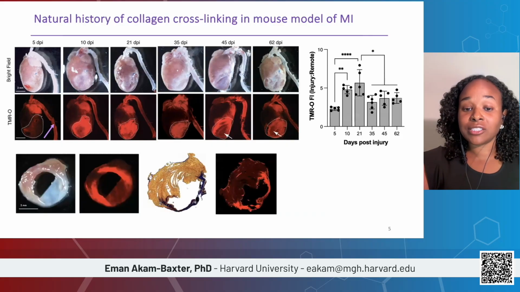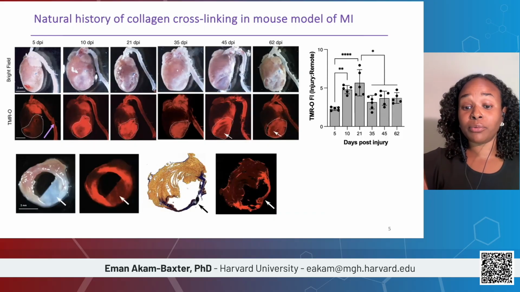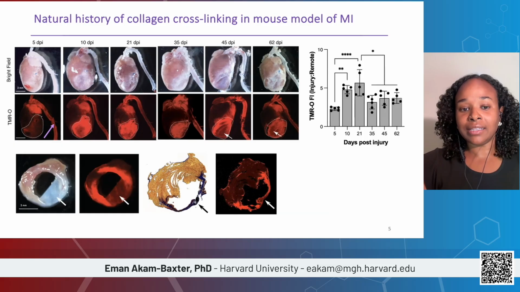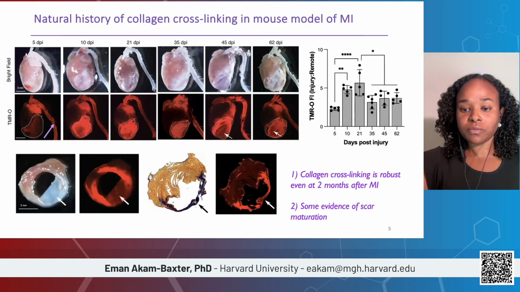But that's not because the scar is decreasing. We still see scar tissue. So there are areas that are clearly scar tissue, but the probe doesn't accumulate there because that scar is mature. The aldehydes have already been consumed. So in the mice, we see that collagen cross-linking is robust even 2 months after injury, and there is evidence for scar tissue maturation.